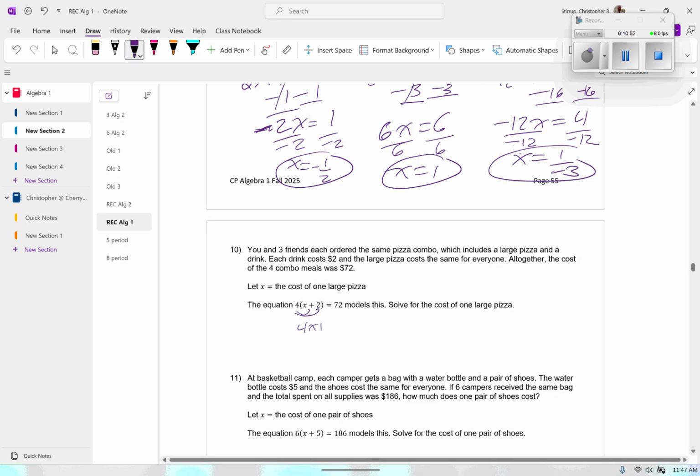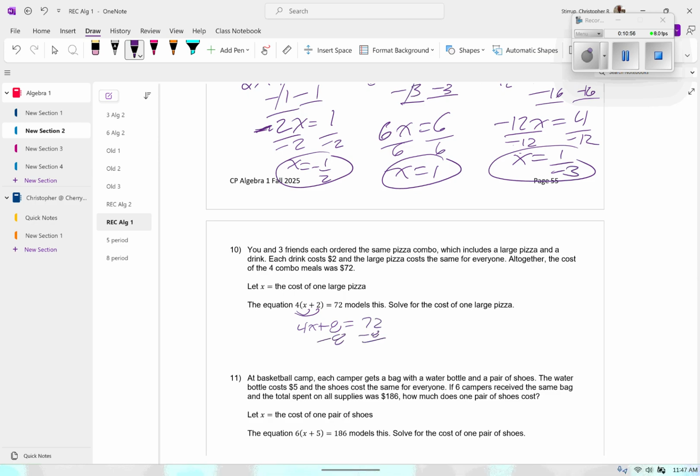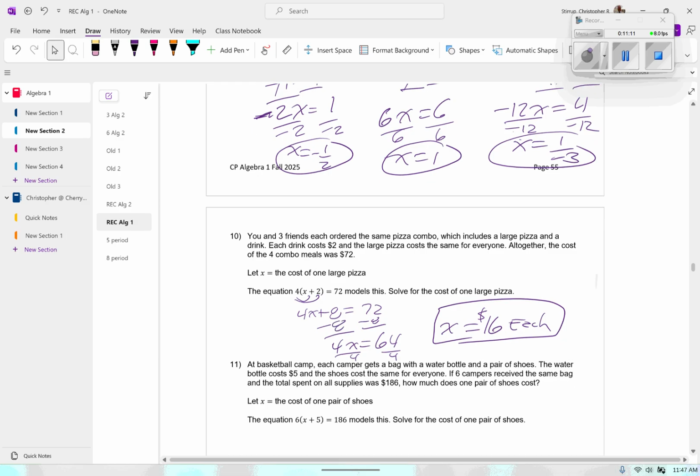So multiply 4x times both. Subtract 4 from both sides. Divide each side by 4. So x equals 64 divided by 4 is 16 each. You paid $16 each for your meals.